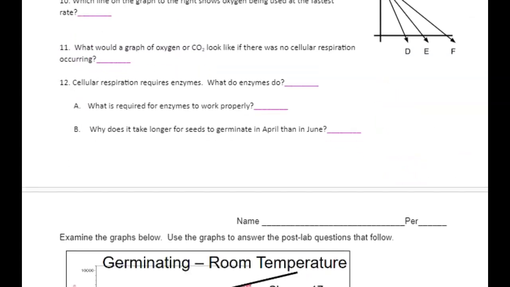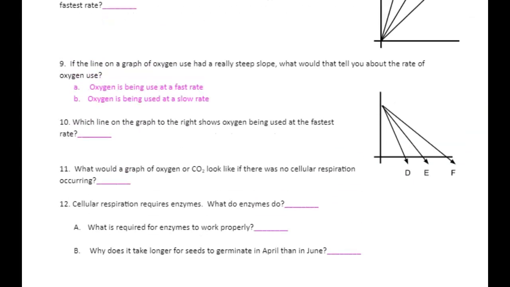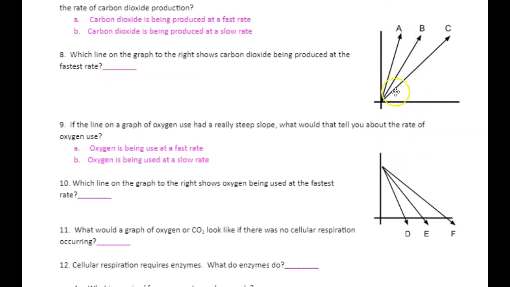And what if there was no cellular respiration happening? What do you think our graphs would look like? We've got one for CO2, one for oxygen. If no CO2 was being produced, no oxygen was being used, it would just be a flat line. So we're going to use this information to let us know if cellular respiration is happening. Is it a flat line? Then it isn't happening. If it has a slope that's positive or negative, we're going to have cellular respiration happening.